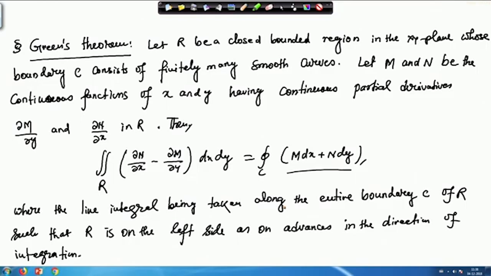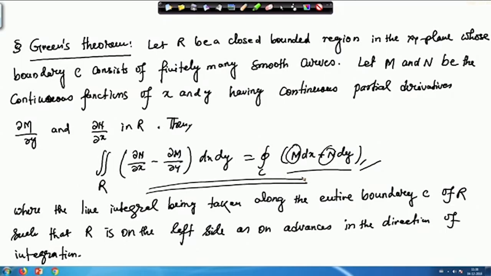So, that means you always have an anti clockwise direction. The way you are walking along the boundary C is such that the region R, which is being enclosed by the curve C, is always on the left hand side. So, that means you always walk along the anti clockwise direction. And this is what this theorem says, and all you need is that M and N should have continuous partial derivatives of order 1, and then this identity would hold.